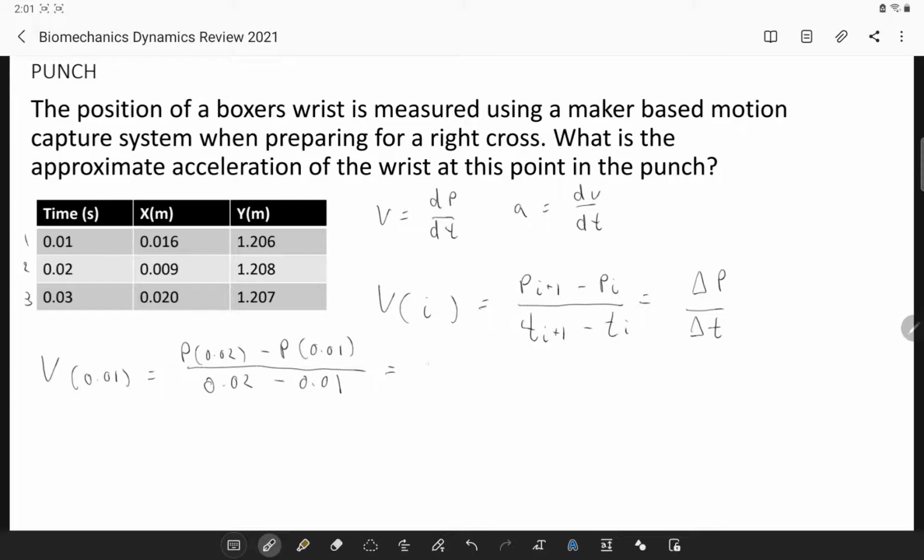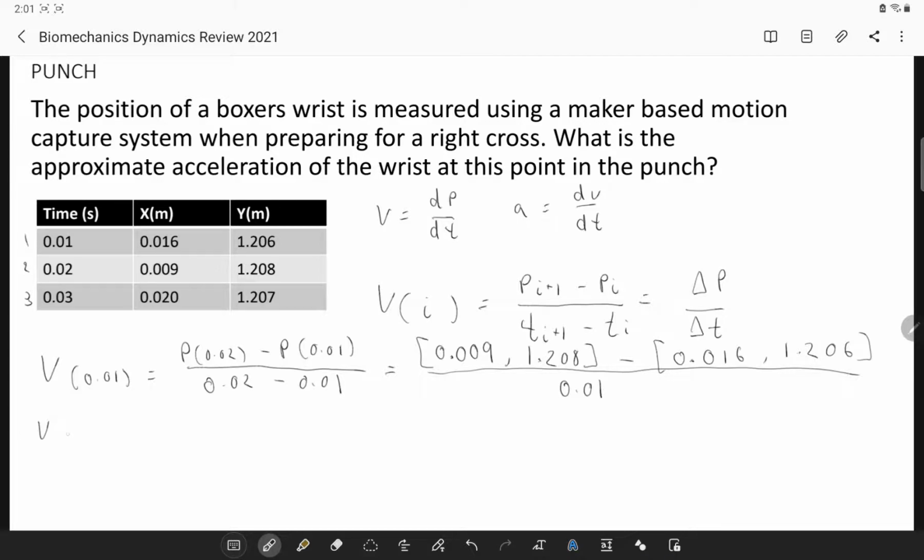Let's just do this as a vector. So we have our x and y values at time 0.02, which are 0.009, comma, 1.208, minus the values at time 0.01, which are 0.016, comma, 1.206, all of that over 0.01.